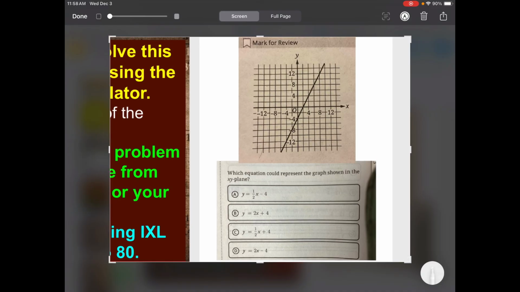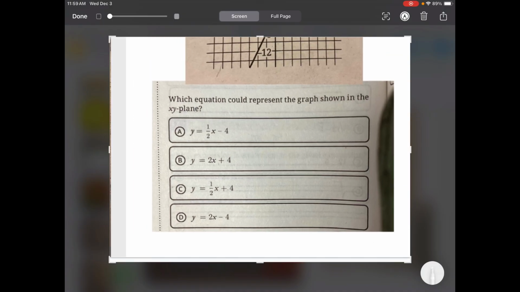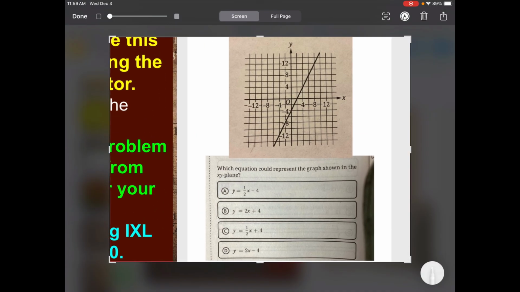So, if you bump into an SAT question that has a graph, and the question reads, which equation could represent the graph shown in the XY plane, or something similar, and then your answer choices are equations, one way to solve them is by using the graphing calculator. There are other ways, but if you're not sure what to do, the graphing calculator is a really good tool to fall back on. So we are going to be using the Desmos graphing calculator.